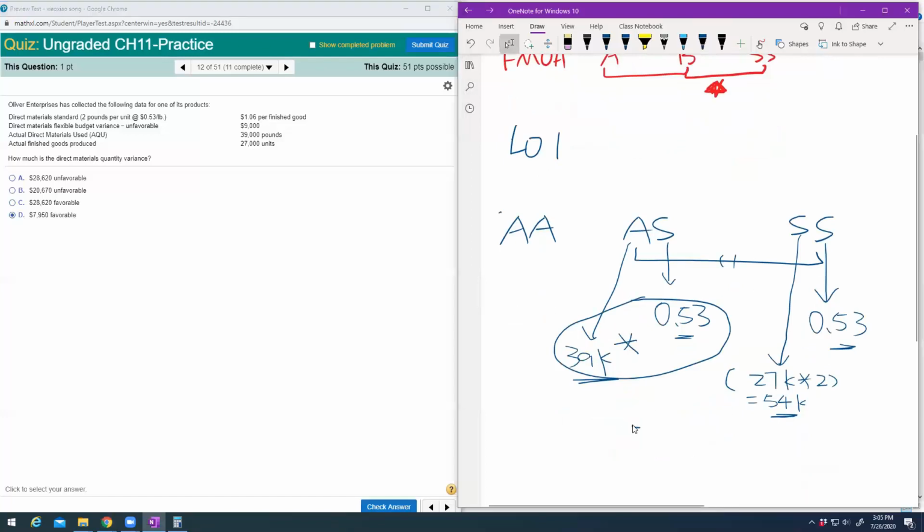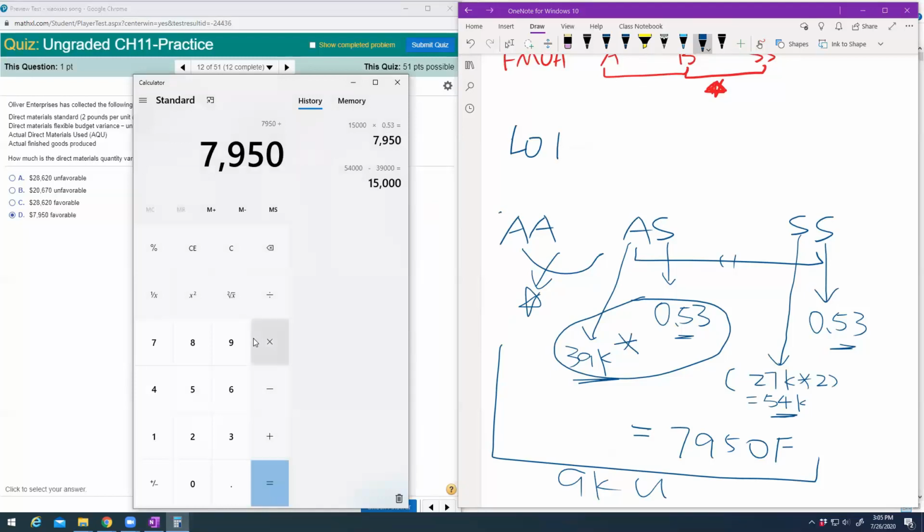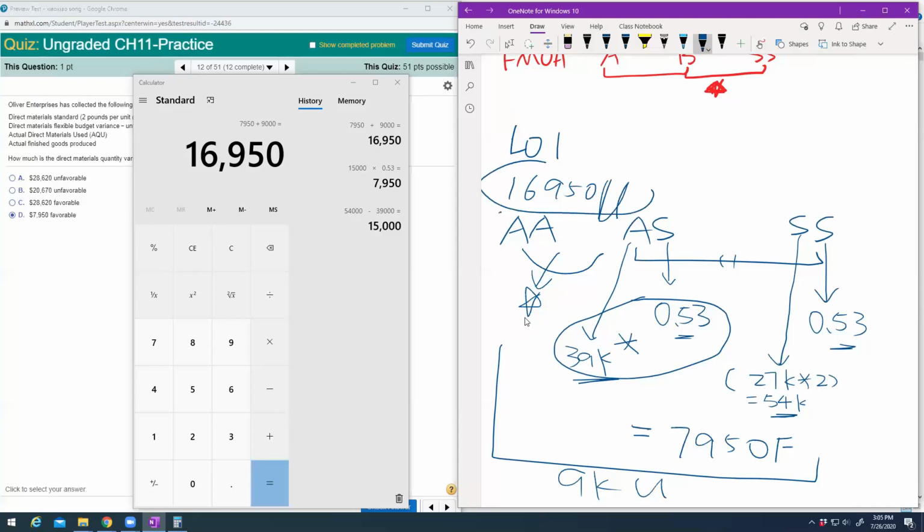So let me ask you one more question. You get 7,950 as a favorable quantity variance, but I told you the total is 9,000 unfavorable. This is the flexible budget variance. And then I'll ask you, what is your price variance? You should be able to know your price variance has to be 16,950 unfavorable, right? So you have this unfavorable, you plus this favorable, then you will get overall 9,000 unfavorable.